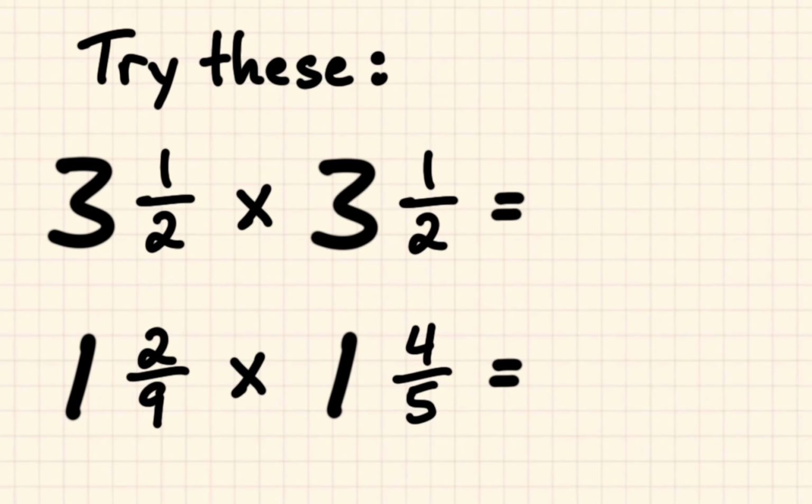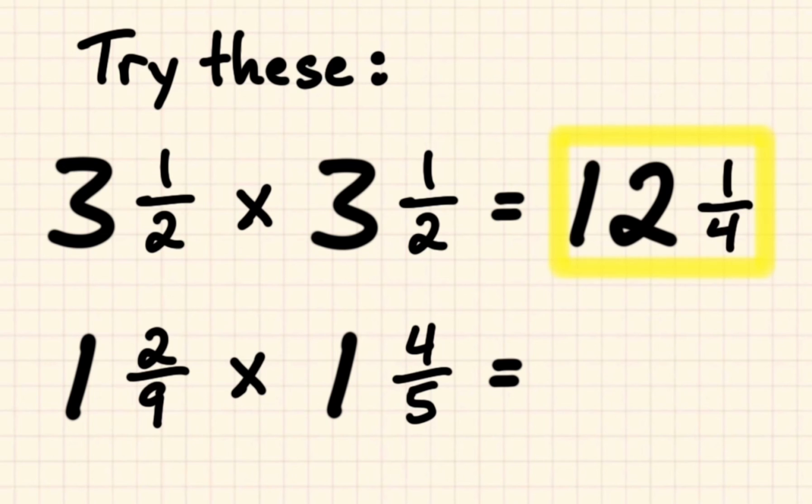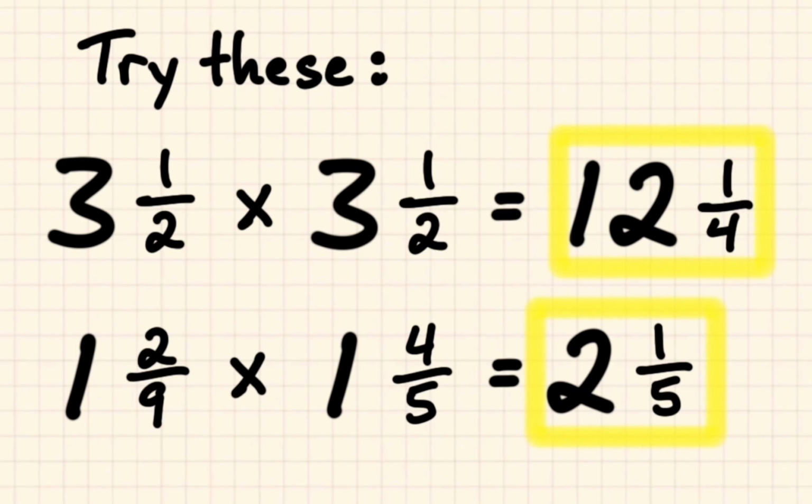Welcome back. The answer for 3 1/2 times 3 1/2 is 12 1/4. For 1 2/9 times 1 4/5, it's 2 1/5.